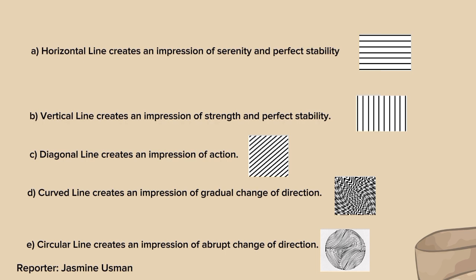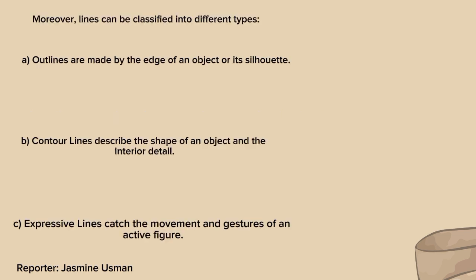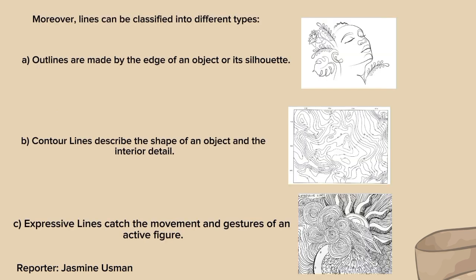circle. In art and design, circular lines can evoke a feeling of tension, intensity, or suddenness, depending on their context and placement within the composition. If you're watching this, I hope that you understand the different meanings of different characteristics of lines. Moreover, lines can be classified into different types.